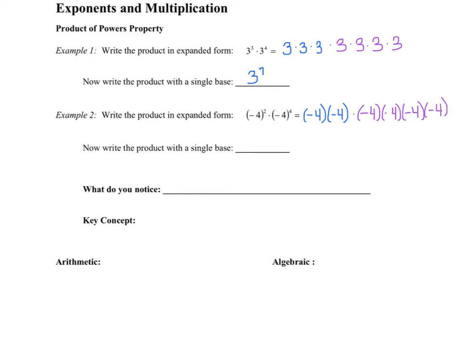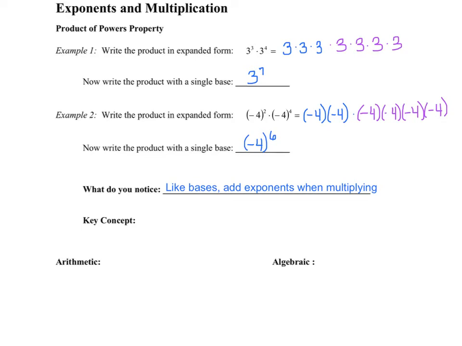So how do we write that product with a single base? Well, how many negative 4's do we have? We have 1, 2, 3, 4, 5, 6. So we write it as negative 4, keep it in parentheses, to the 6th power. So now what did we notice? We noticed that when you have like bases and you are multiplying, you're going to add your exponents.